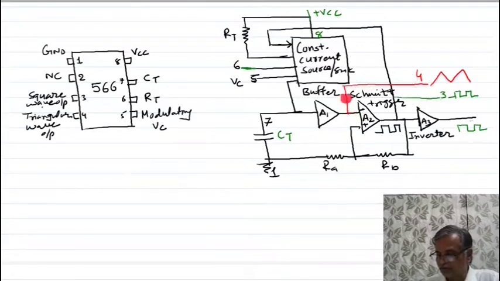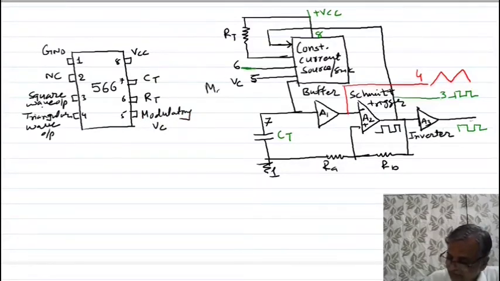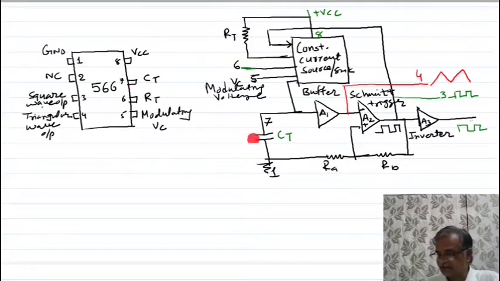So before the Schmitt trigger, at this point, I am showing you pin number 4 here, and pin number 5 is the modulating voltage VC. So here I am writing this is the modulating voltage VC, and CT, the timing capacitor, is connected at pin number 7. At pin 6 you have connected the timing resistor. Okay. Now this is your constant current source. This is your buffer. This is your Schmitt trigger, this is an inverter.